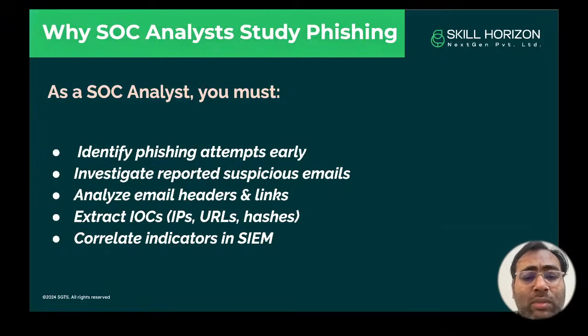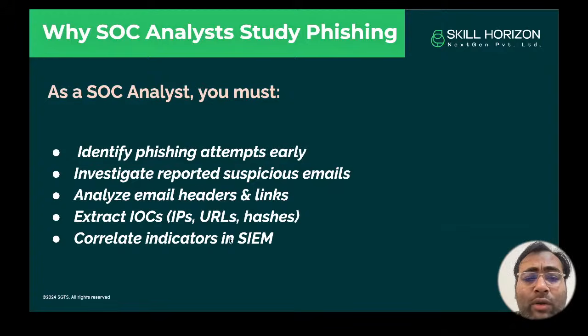So your responsibilities as an associate analyst are identifying phishing attempts or phishing indicators, like whether an email is original or looking suspicious, analyzing headers, analyzing the email body and attachments, extracting the IOCs, and then correlating those indicators in your SIEM. So basically, you need to investigate the phishing attempts. That's why you need to learn about phishing.